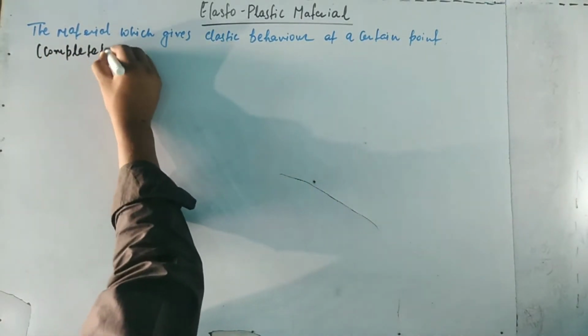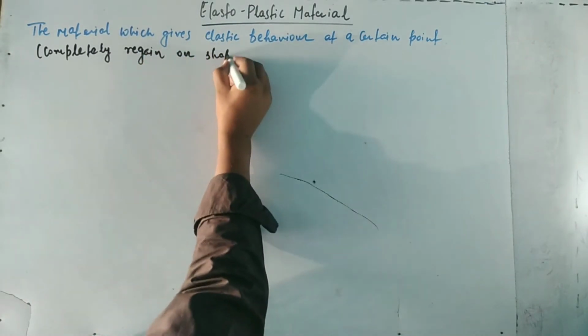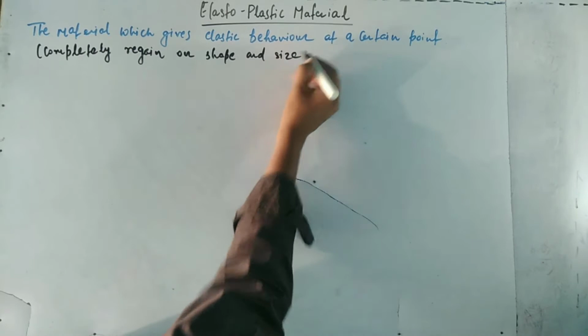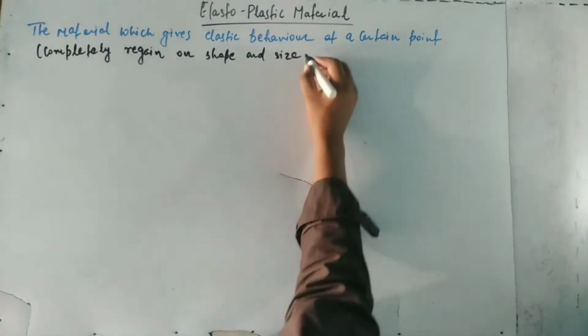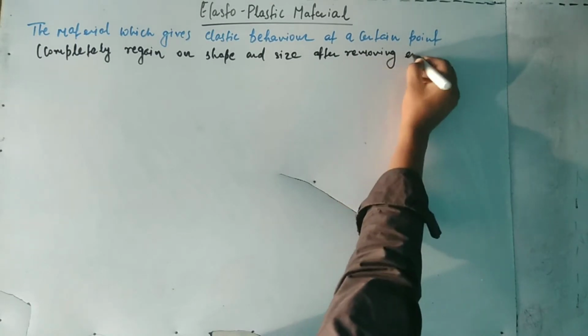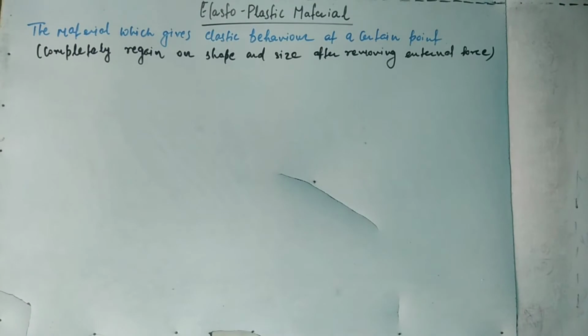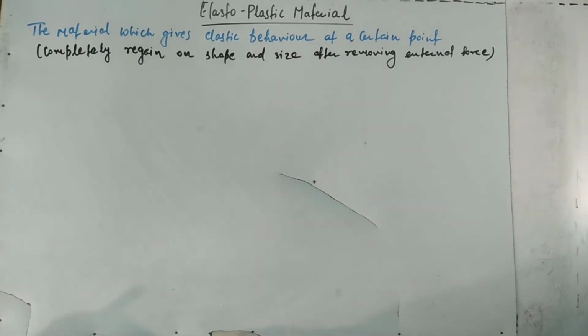The material which gives elastic behavior at a certain point. Elastic behavior means when we apply force on a material, then the material deforms. After that, when removing the force, the material regains its shape and size. So this is called elastic behavior of material.